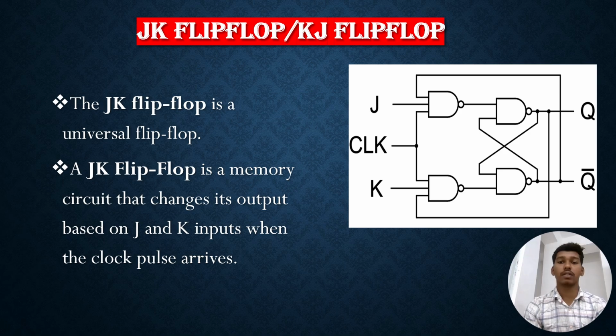The third one is the JK flip flop. In a JK flip flop, we connect the outputs back as extra inputs to the NAND gates. Similarly, both NAND gates are connected from the outputs. The JK flip flop can be called a universal flip flop. A JK flip flop is a memory unit that changes its outputs based upon J and K when the clock pulse arrives.